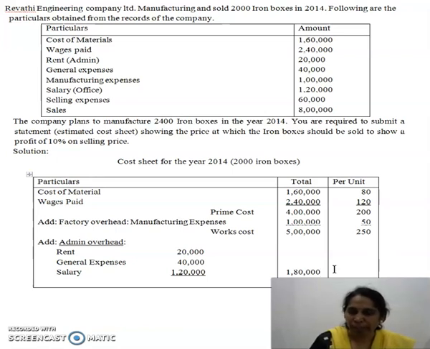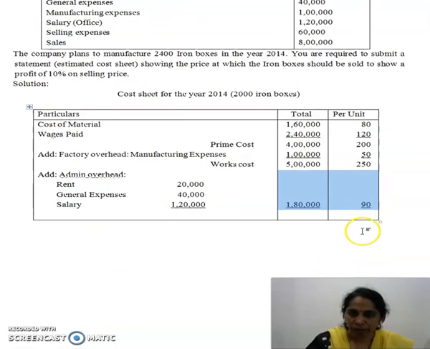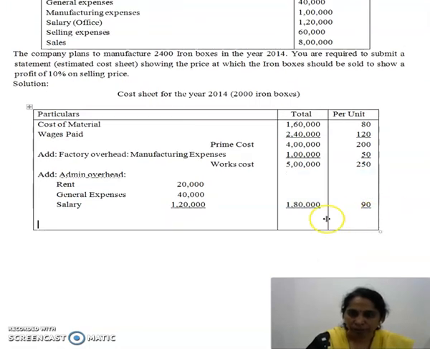Per unit is nothing but you have to take the 1,80,000 divided by the number of units, 2,000. So amount 1,80,000 divided by 2,000 is 90 rupees. Okay, it's over now. Now you are going to underline this. Write the total. You'll be getting the total, that is 5 lakhs plus 1,80,000, 6 lakhs 80,000. Here 250 plus 90 is 340 rupees.